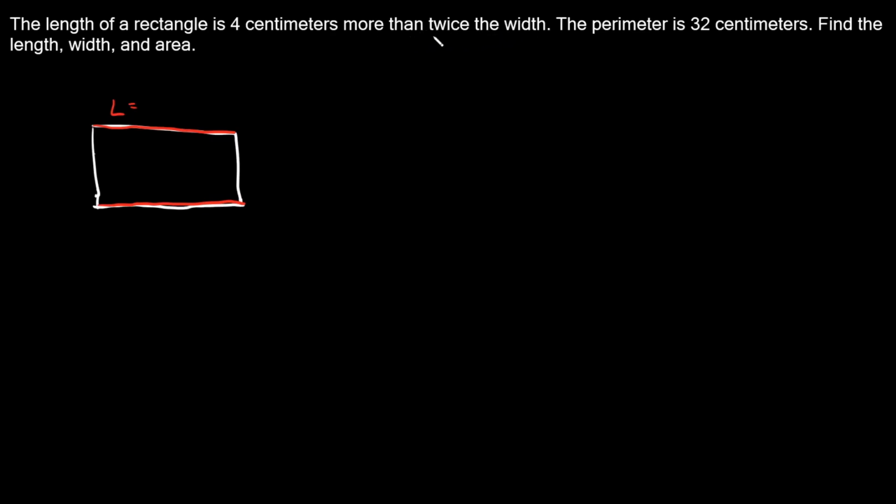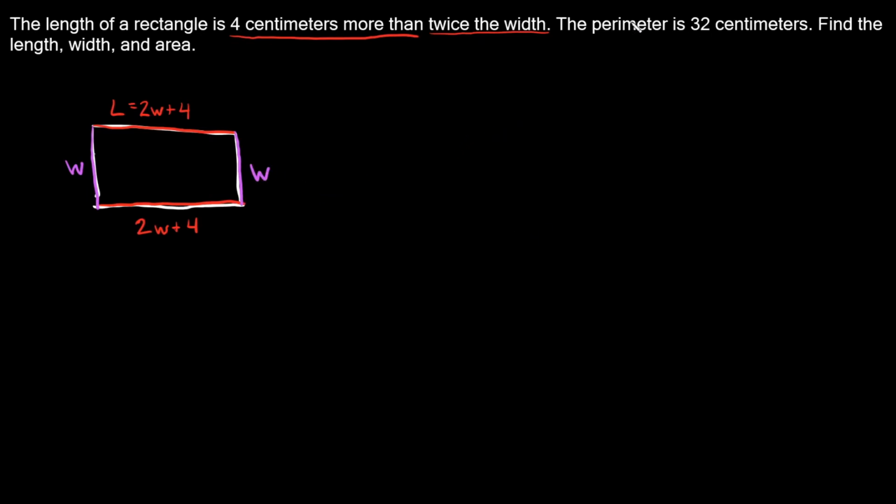Okay, so let's deduce this a little bit. So twice the width would mean 2 times the width, right? So it's 4 centimeters more than that. So then you're just gonna add 4. Okay, so since the length up here is 2w plus 4, that means the length down here is also gonna be the same thing, 2w plus 4. Okay, and the problem doesn't tell us anything special or different about the width. So we're just gonna label these like normal. So this is the width and this is the width.